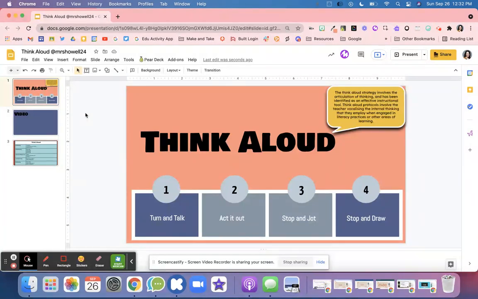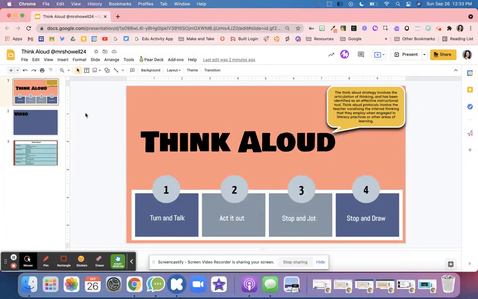So as you're thinking aloud, you stop, and then the students jot down those next steps as you're thinking along with them. Maybe they stop and draw. So again, kind of like the writing, but instead they're going to maybe sketch note or write out some of those different ideas during the think aloud.